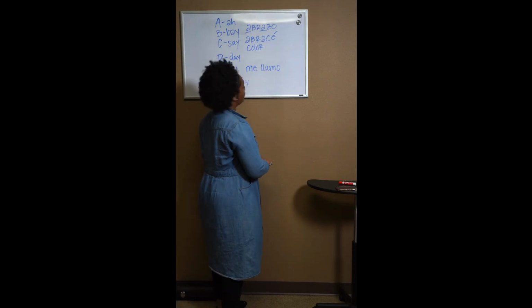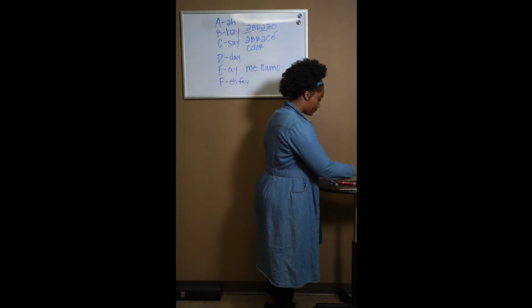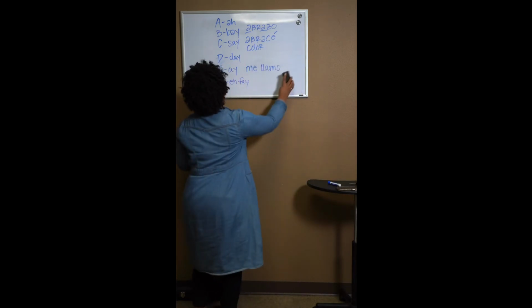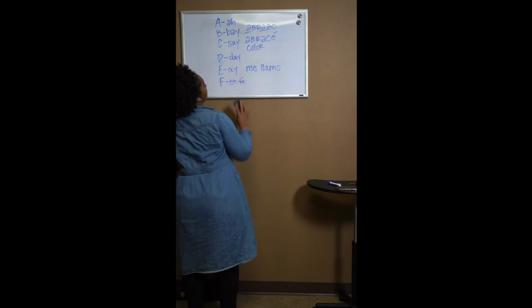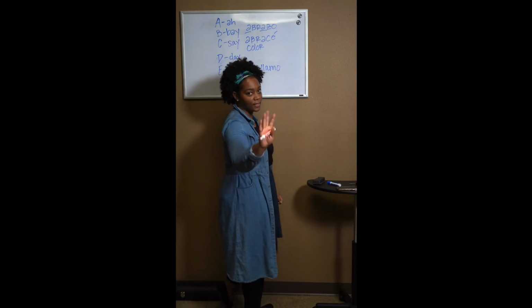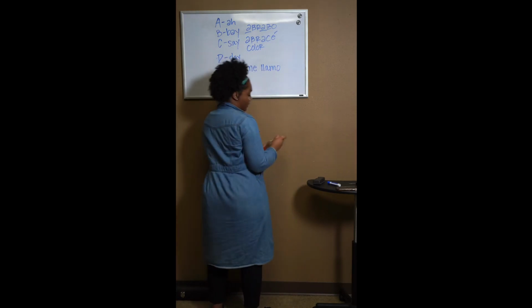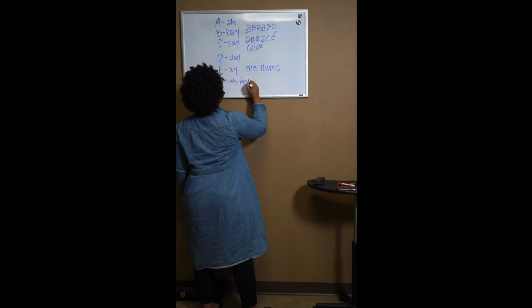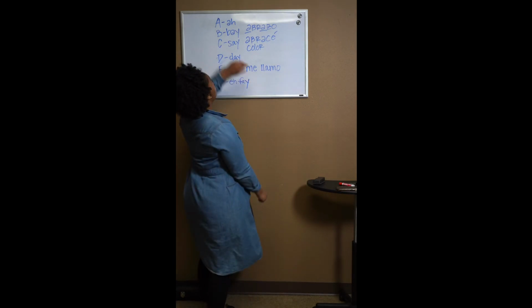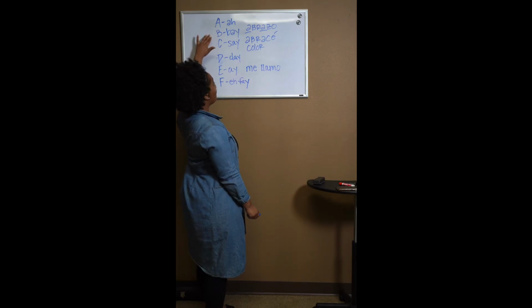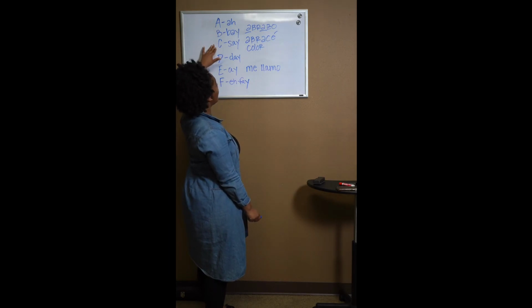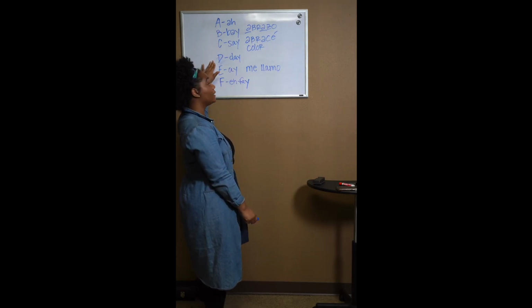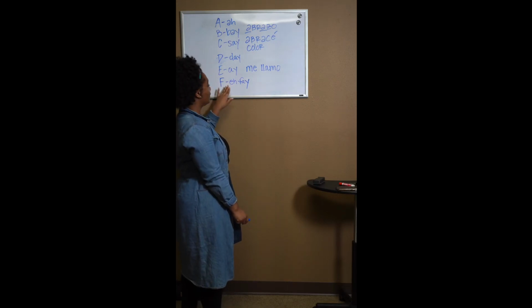All right, so now I'm going to erase these so that we can get into some of our other letters. We're going to go over all of them together first. So far we have A, B, C, D, E, F.